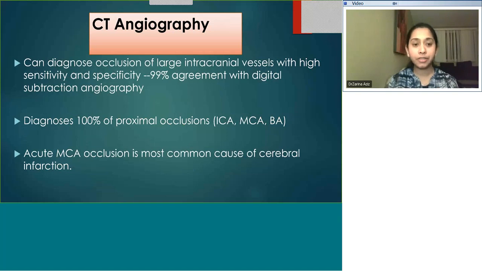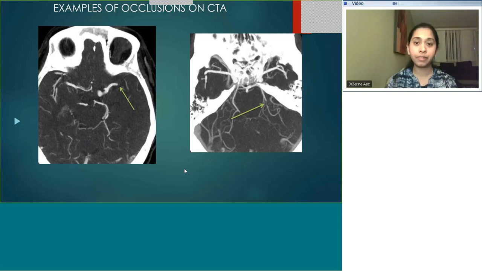Now coming to CT angiography, this is the second most important imaging tool for selecting the patients for endovascular therapy. So CT angiogram can diagnose occlusions of large intracranial vessels with very high sensitivity and specificity, and diagnoses 100% of all the proximal occlusions, as I said, ICA, MCA, basilar artery. And as I had mentioned earlier, MCA occlusion is the most common cause of cerebral infarction. The CT angiogram is a very important tool for picking up these occlusions.